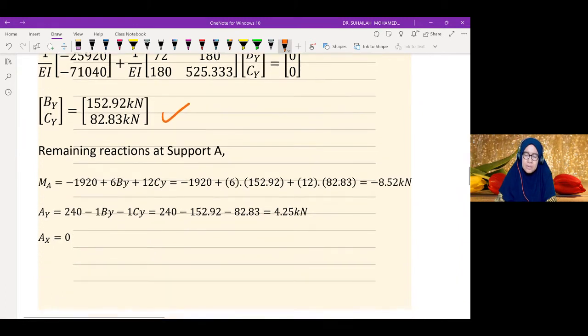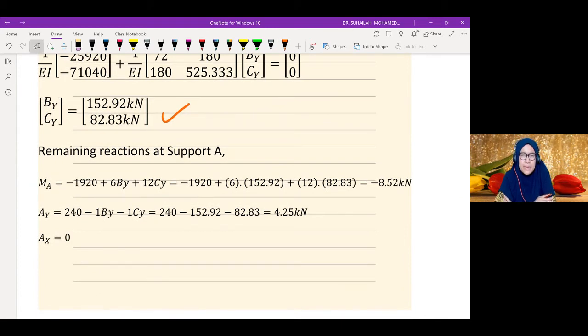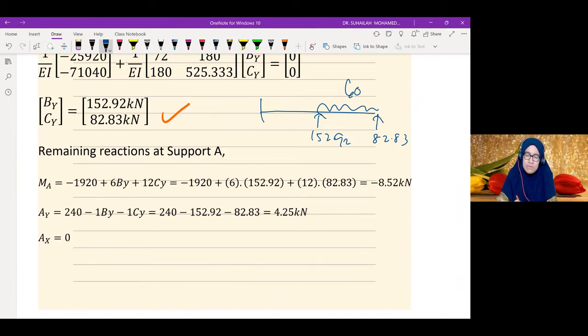Then by using the principle of superposition, you have 2 choices. Either you solve by using the equilibrium equation, which means you just substitute back the value 152.92 here and 82.83 here. So this is the UDL 60 previously. Then you calculate using the equilibrium equation if you want.